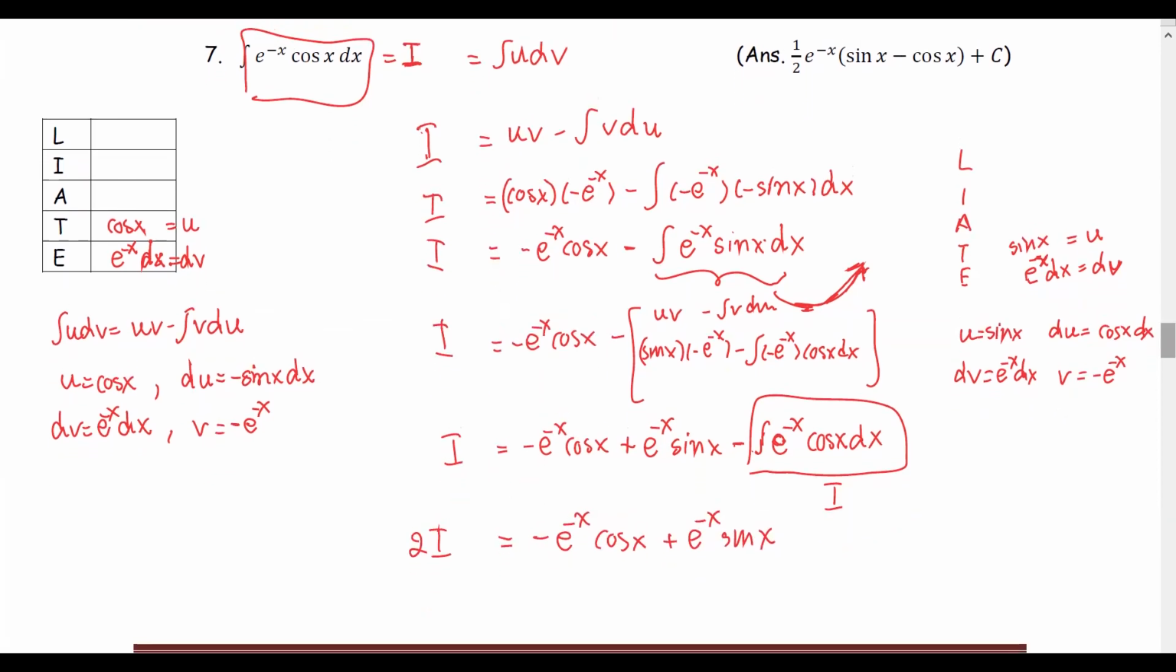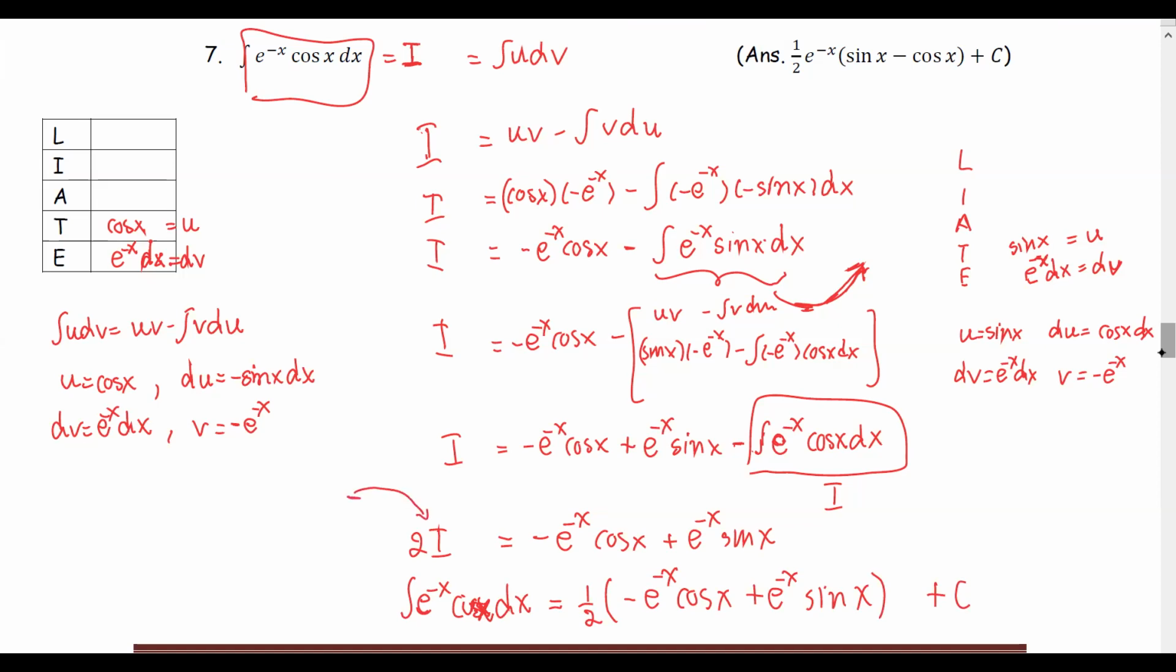As we know, I is the integral of e to the negative x cosine x dx, multiplied by 2. So we divide all by 2. That gives us the result as 1/2 multiplied by negative e to the negative x cosine x plus e to the negative x sine x, and then plus C for the constant of integration.